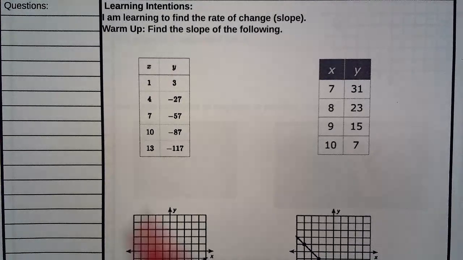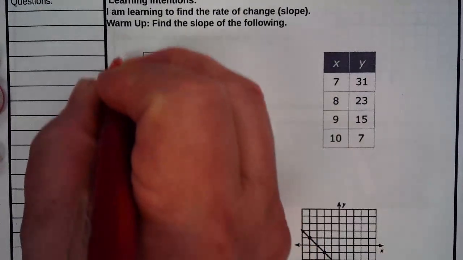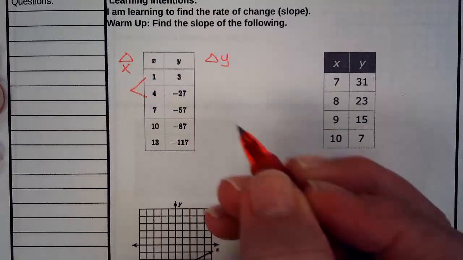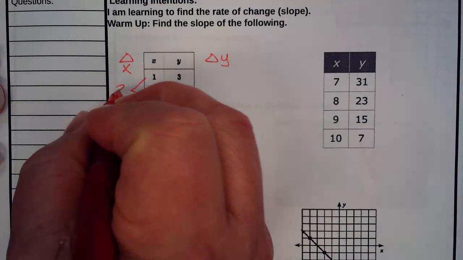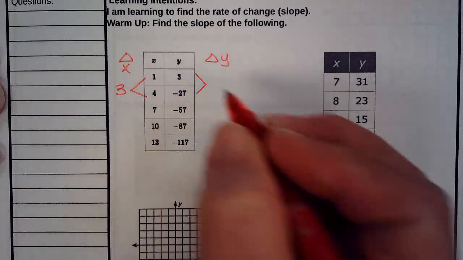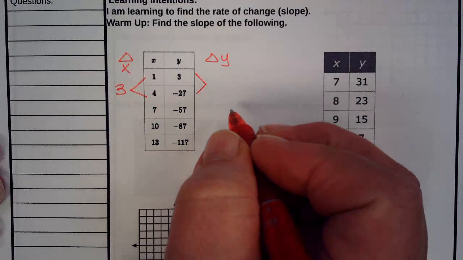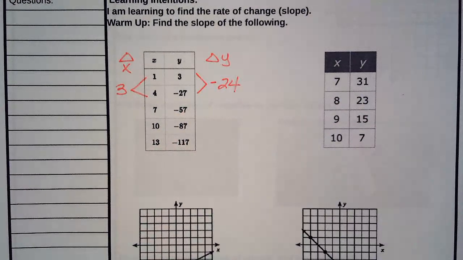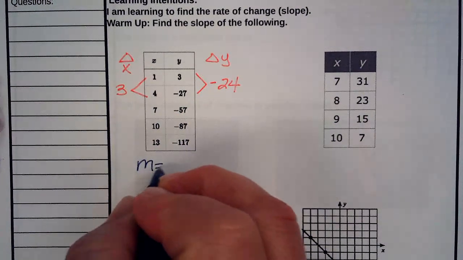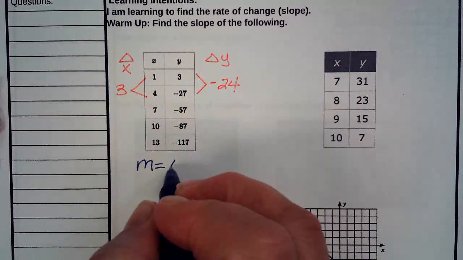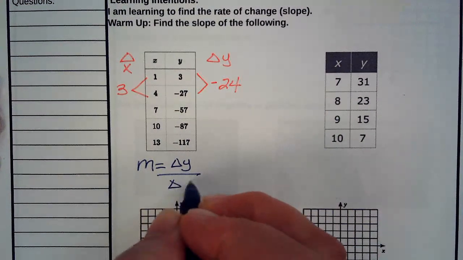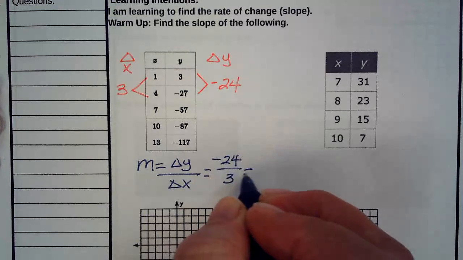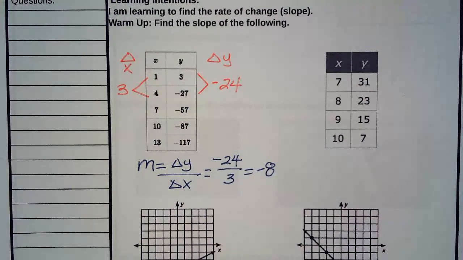Well, I do hope you tried. For the first one, change in x, the change in y. 1 plus what gives me 4? 3. 3 plus what gives me negative 27? Negative 24. So my slope is change in y over change in x. And that will give me negative 24 over 3, and that is negative 8 as the slope.